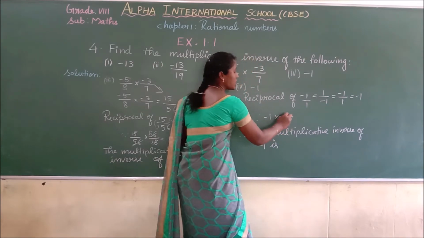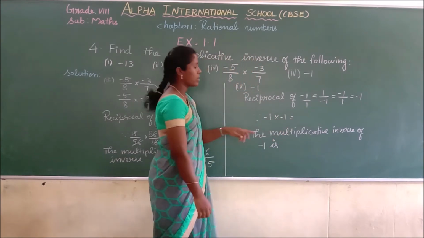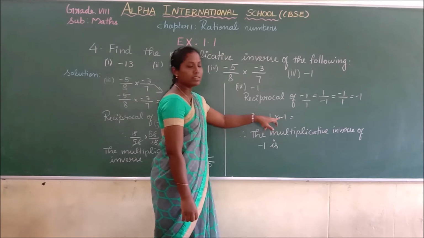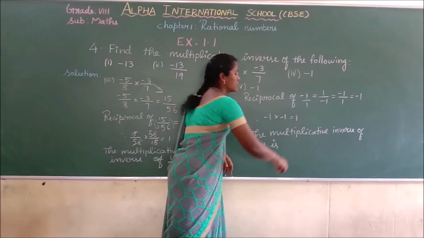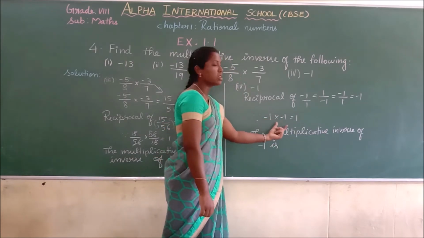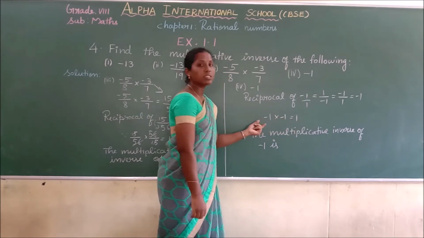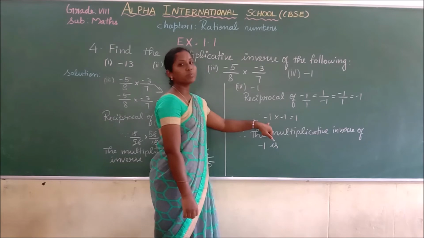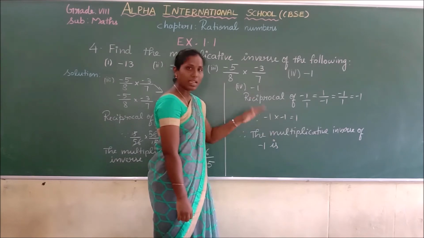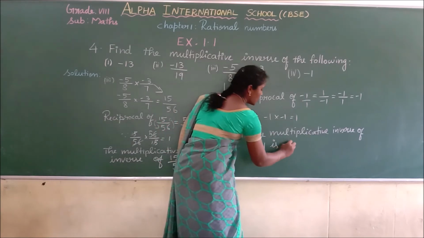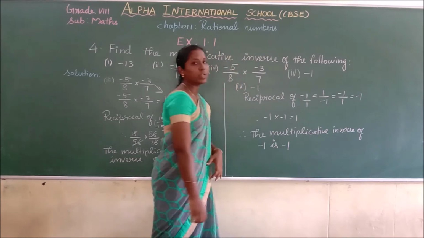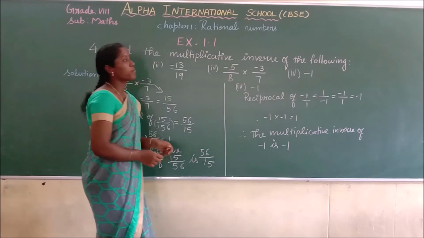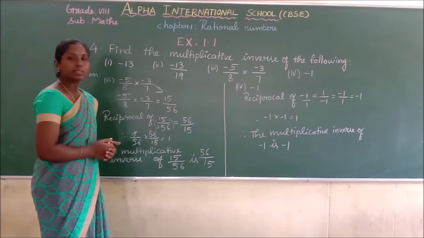So check minus 1 into minus 1. Okay. So minus into minus is plus and 1 into 1 is 1. So see, we are multiplying these two numbers and we are getting the result 1. So they are multiplicative inverse to each other. So what is the multiplicative inverse for the number minus 1? It is again the number minus 1. So the multiplicative inverse of minus 1 is minus 1. Okay. Next we will solve our next problem.